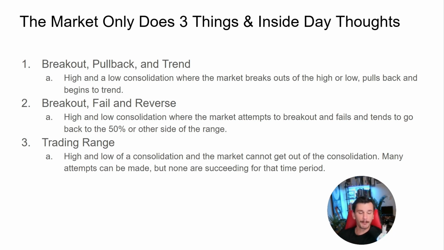The market either breaks out, pulls back in trends, breaks out, fails, and reverses, or stays inside of a trading range. If it is a trend, high and low consolidation where the market breaks out of a high or a low, pulls back and begins to trend. Could be a breakout of a high or a low and then failing and reversing. We could go back to the 50% of that range or back to the other side of that range. Those are kind of the two most relevant areas when a breakout fails. And then also in a trading range condition, there was a high, there was a low. They've tried to go higher, they've tried to go lower, and we're just sitting on the inside of this high and low consolidation, and it's failing to go in any direction.